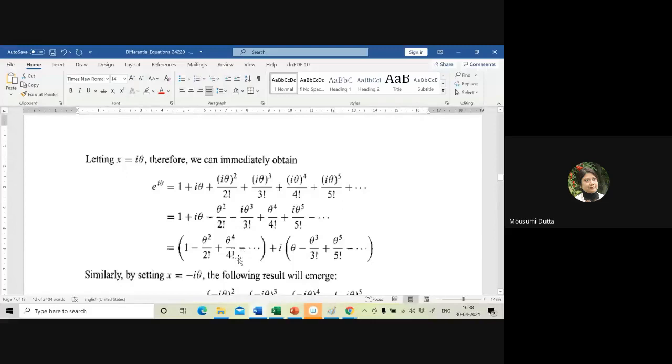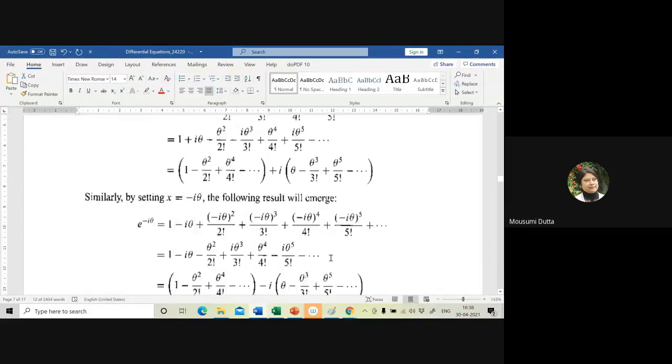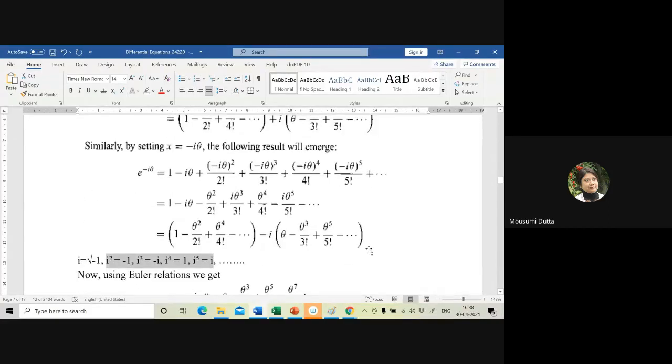Then I separate the real part from the imaginary part. When I expand the series, I find that not all the values are imaginary. So I keep the real part here and the imaginary part here. In a similar fashion, I can expand the series for e to the power -i theta. Up to this, is it understandable now?